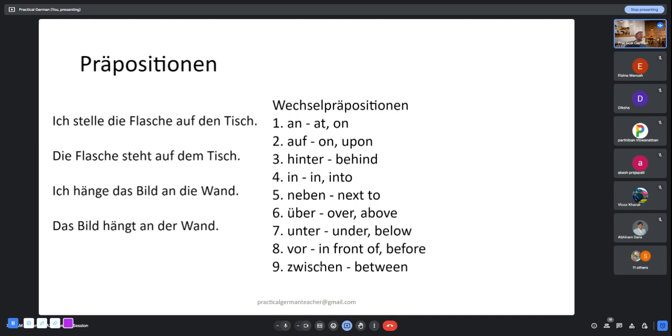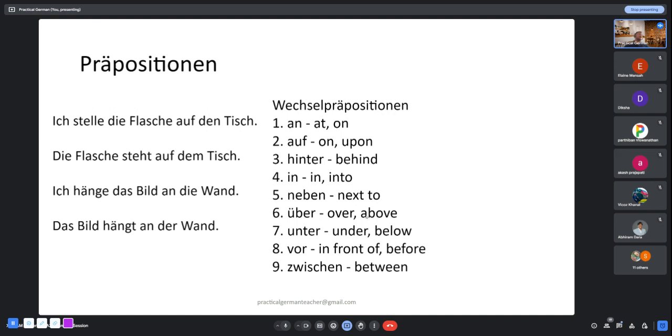Let's start from the bottom. Zwischen means between. Vor means in front of or before. Unter means under or below. Über means over or above. Really, the slides are not changing. So I'm looking at Wechselpräpositionen now. Okay, it's changing. All right. So I'll start again. So we are looking at Wechselpräpositionen.